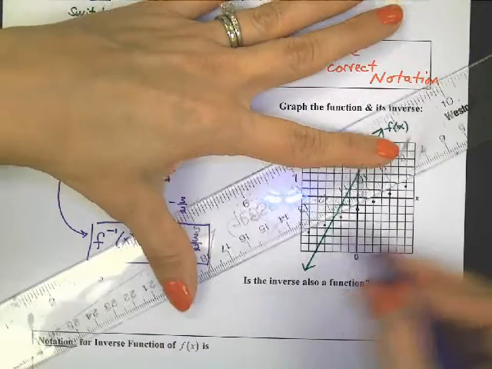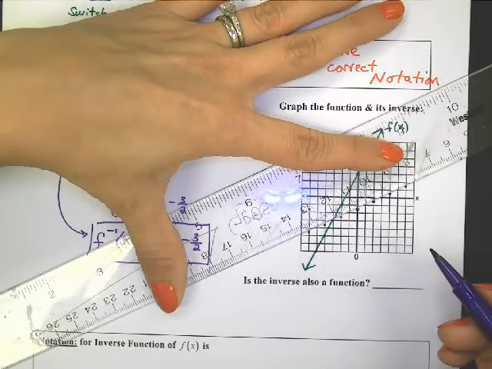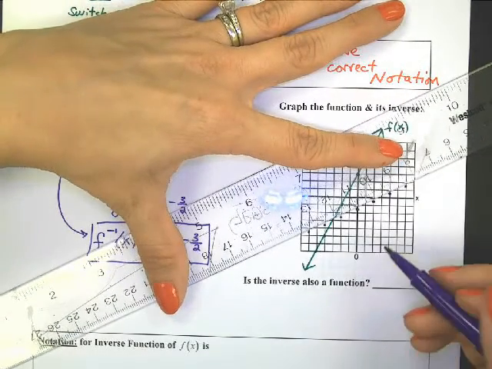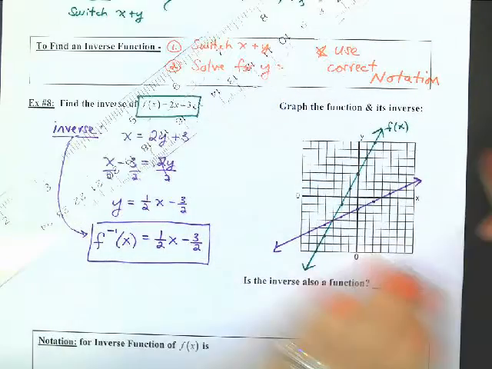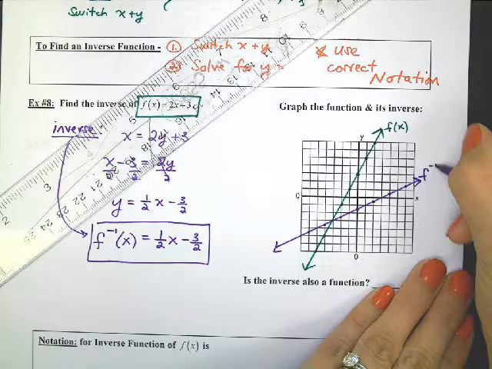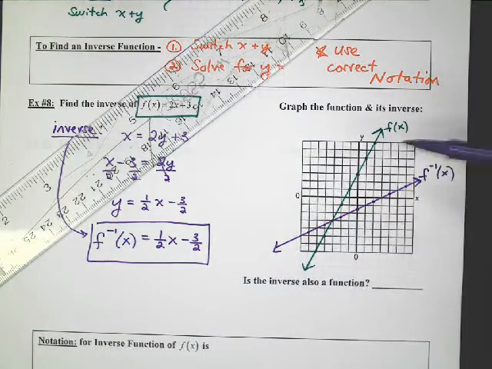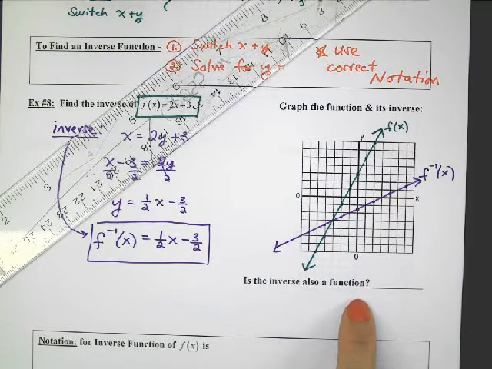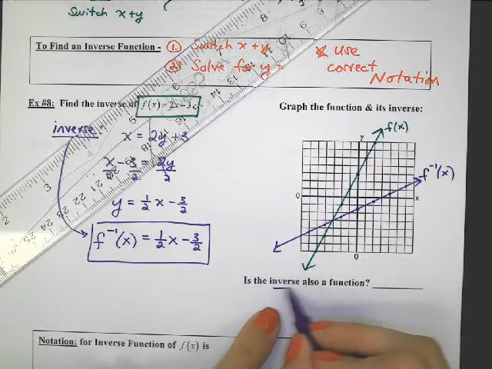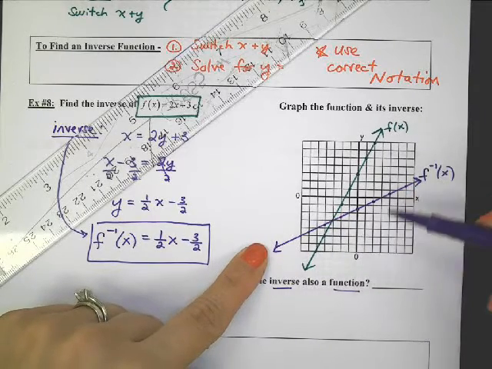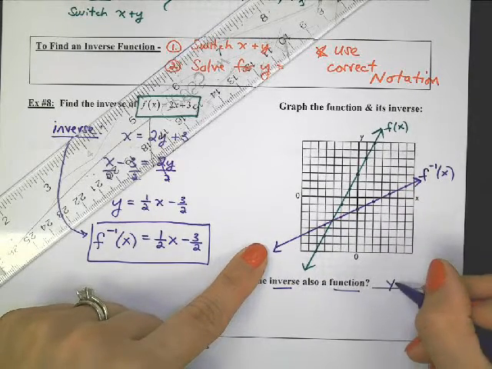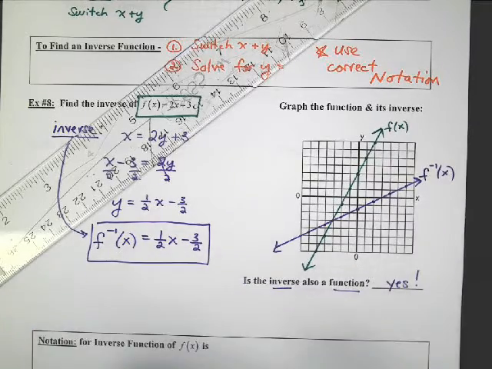So this line also has a positive slope, just not as steep. Make sure you get the points nicely. So this is the inverse. Let's label that f inverse of x. So we've got our f of x, and we have our inverse of x. Is the inverse also a function? Take a look at that purple line and perform a vertical line test on it, and the answer is yes. Yes, that inverse is a function.